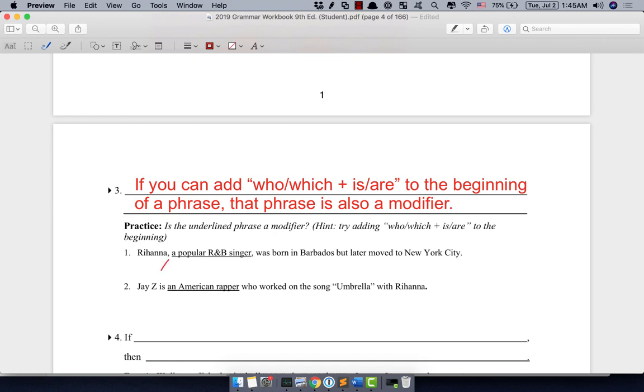Okay, so here, draw an insert caret and write down who, because it's a person, who is. And you read the sentence. Rihanna, who is a popular R&B singer, was born in Barbados but later moved to New York City. This makes sense, right? So that means a popular R&B singer is also a modifier, even though it doesn't have a modifier starter. So this is yes. That's like a hidden phrase, who is a popular R&B singer.